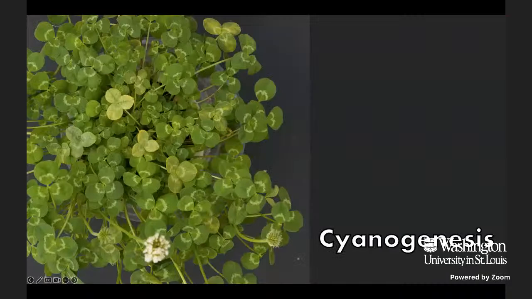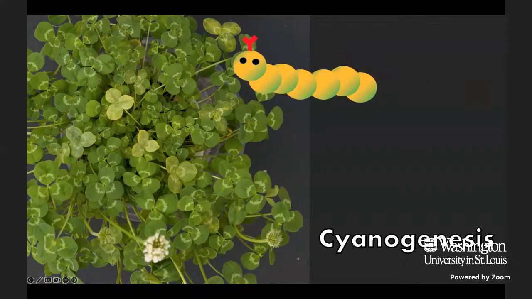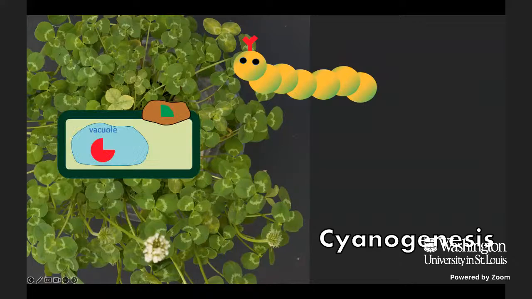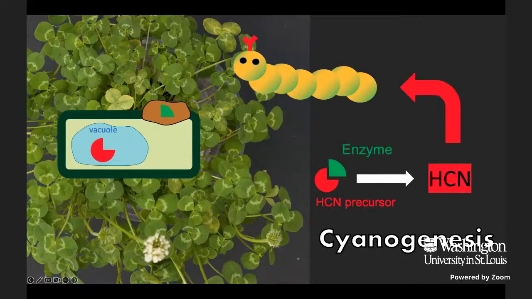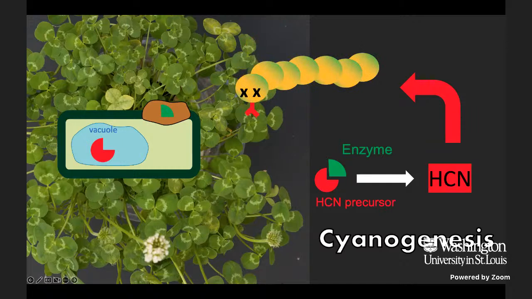Let's talk about how copy number variation relates to clover. Clover has a spatial defense mechanism called cyanogenesis. When an herbivore approaches the clover, it can rupture the cell and make the substrate and enzyme in the cell contact each other. The substrate is a cyanide precursor, and the enzyme can break the precursor and release the cyanide. Cyanide can make the herbivore sick or dead. This pathway is called cyanogenesis.